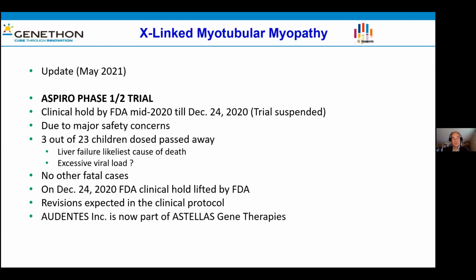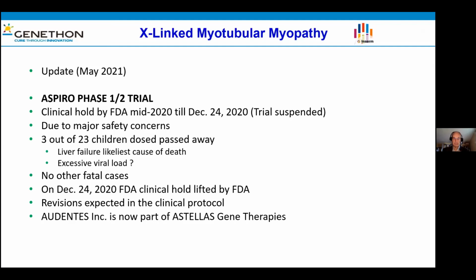Most probably due to liver failure, and most probably related to an excessive viral load. So we had to go back to bench, I would say, and look at the data. We observed a more or less 6 months observation period, during which there were no other fatal cases reported. Therefore, FDA said, okay, now you can move ahead, but most probably there will be revisions in the clinical protocol.